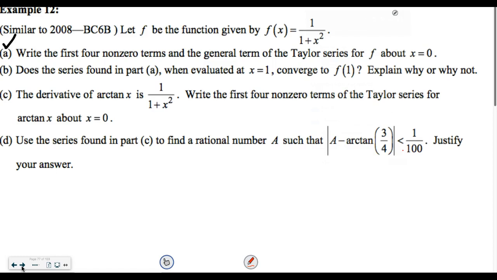Let's go start with this one. First of all, there's my function. 1 over 1 plus x squared. It says write the first 4 non-zero terms. It's important. 4 non-zero, not fourth degree. And I need a general term, so that's going to be worth 2 points. You have to decide, do you want to generate this with Taylor's rule, f of 0 plus f prime of 0 x plus f double prime of 0 x squared, because that'll work. Or do you want to outsmart it?